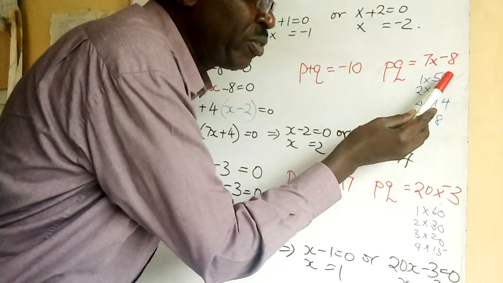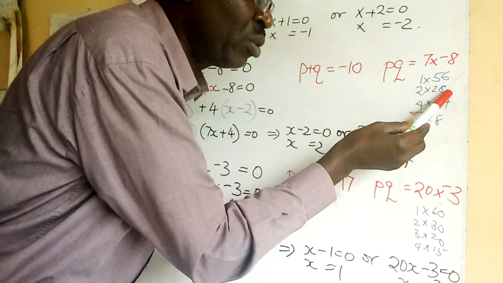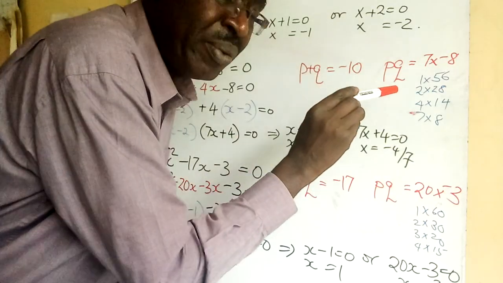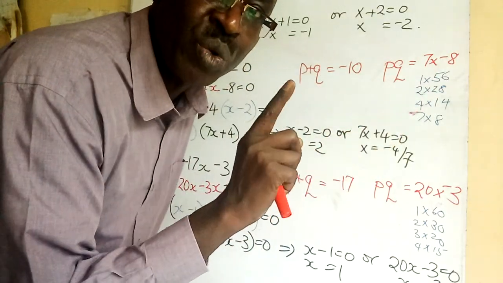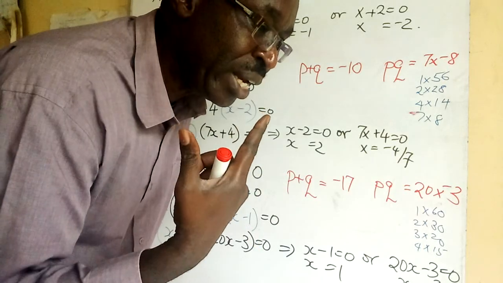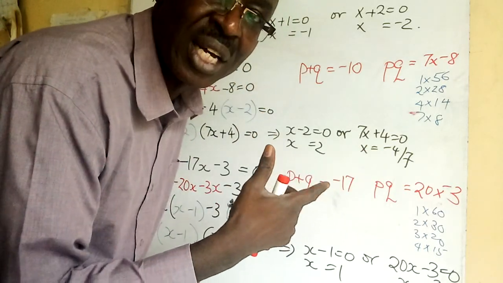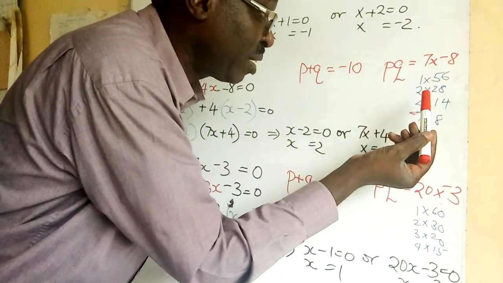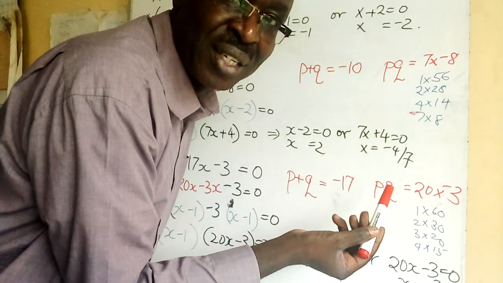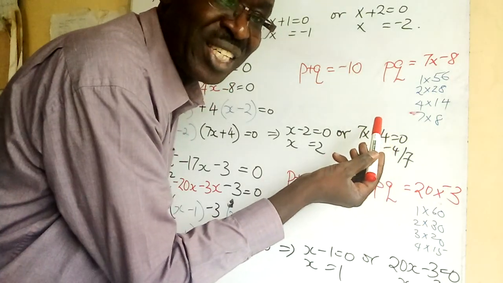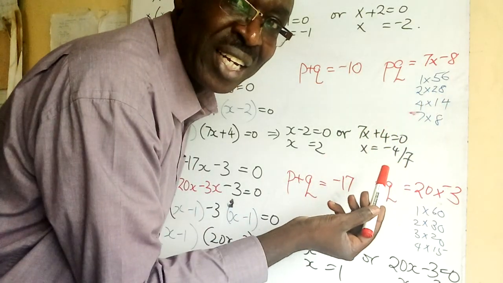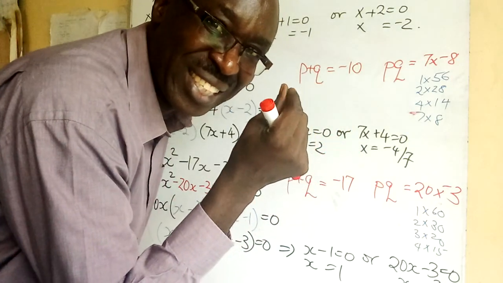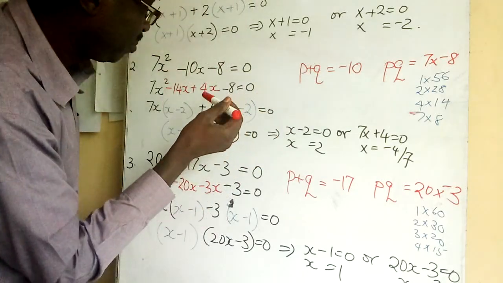56 can be 1 times 56. It can be 2 times 28. It can be 4 times 14 and so on. Each time you write this, you counter-check in your mind: add, subtract. Add 57, subtract 55. Add 30, subtract 26. Add 18, subtract 10. It clicks: 10, 10.